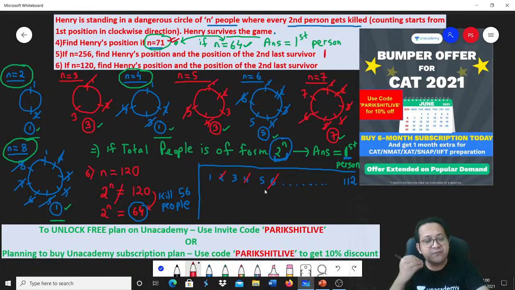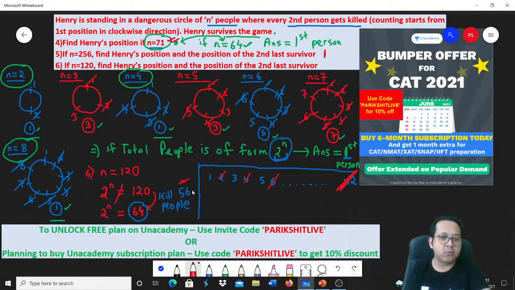So if you have to kill 56 people, the last person to be killed will be person number 112. Will you agree? It's very easy. Every second person, so when you kill the 56th person, you have to count till 112, and the moment you kill person number 112, you are done with killing 56 people.